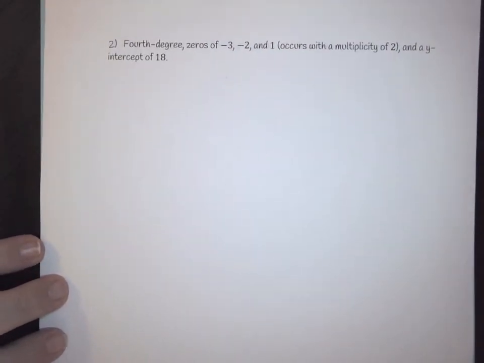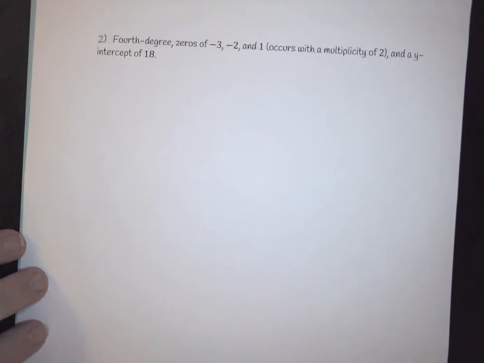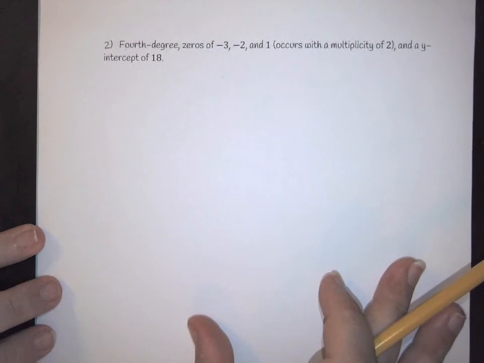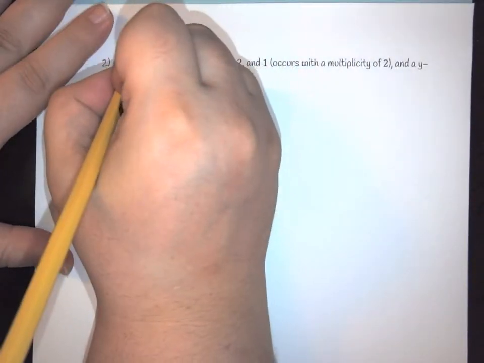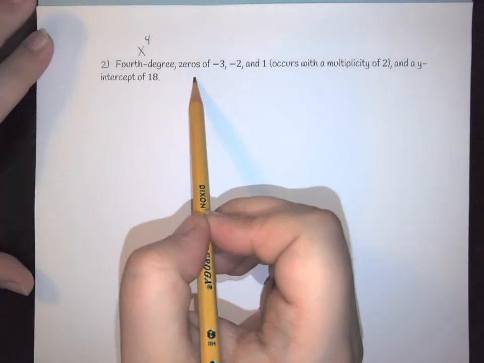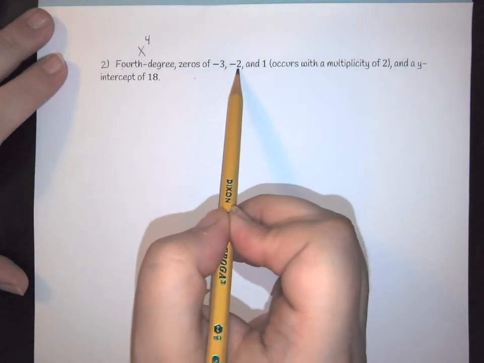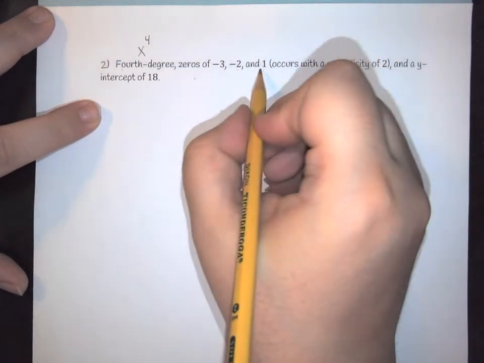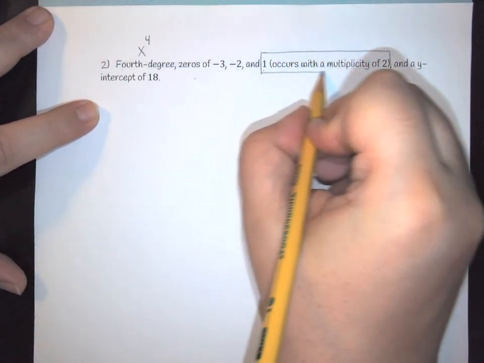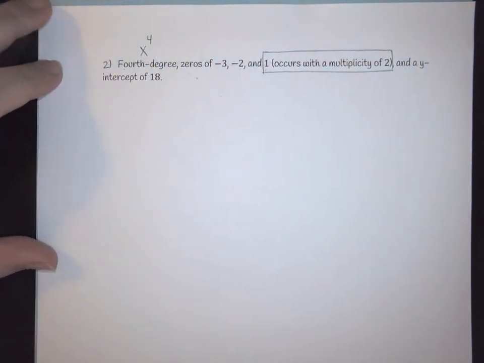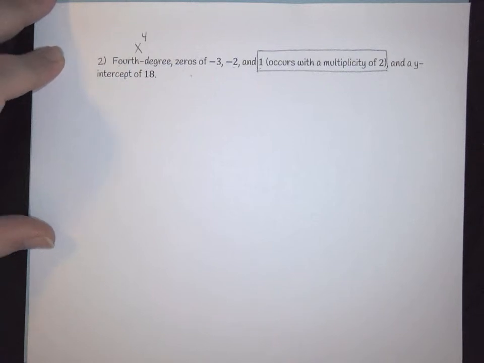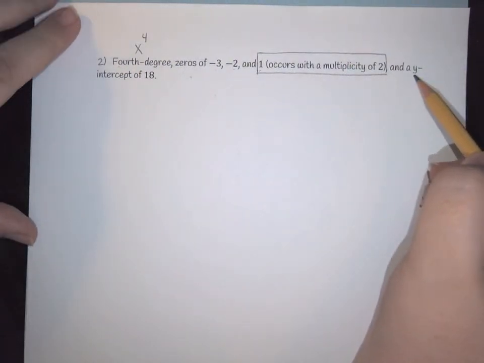Now the other way you may see a problem like that worded is much like this one here, where first I want a fourth degree. A fourth degree means I want to have x to the fourth as part of my polynomial. Then I'm telling you that I have zeros of -3, -2, 1, but this 1 occurs twice. And then I'm also telling you that you have a y-intercept.